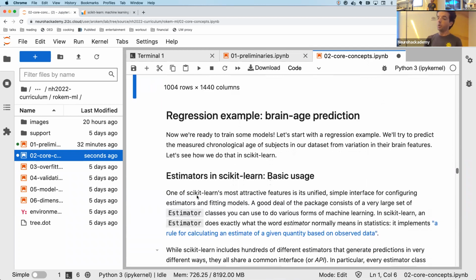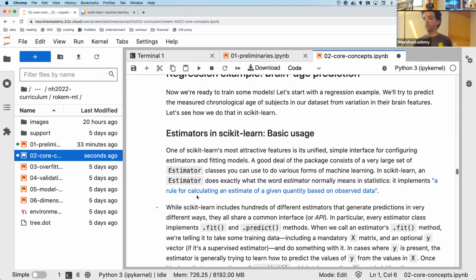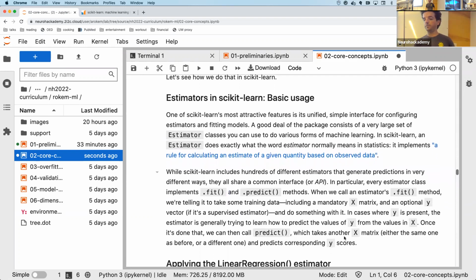Okay. So let's demonstrate how we use Scikit-Learn via doing a task of brain age prediction. In brain age prediction, we try to create some system that takes that X with all the brain data and tries to predict the age of an individual by looking at some data that has ages in it.